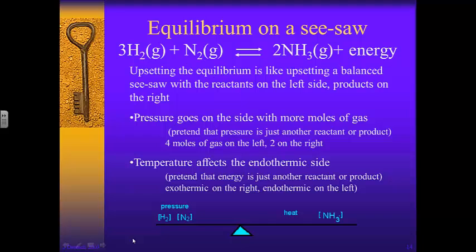This is another way to look at equilibrium, using a seesaw model, or the balloon model. If you squeeze a balloon, then the air travels to the other side. If you let your hand off a balloon, then the air comes back. This is just another way of learning equilibrium. It's like a seesaw. You have the reactants on the left side of the seesaw and the products on the right. Pressure can start on the side with more moles of gas, and temperature can also be a reactant or a product depending on the type of reaction it is.